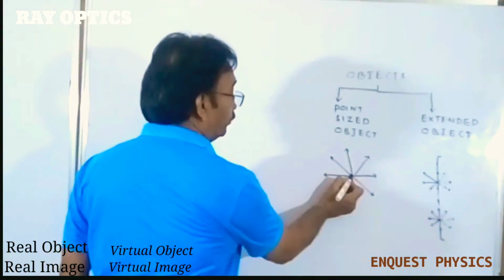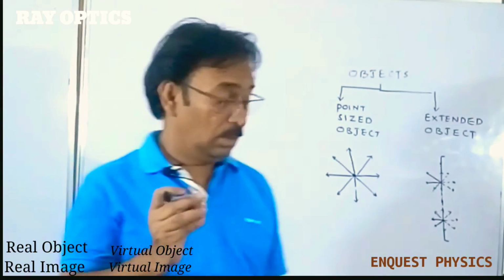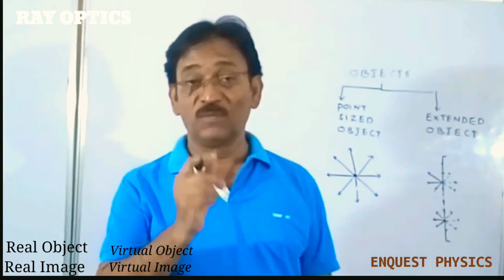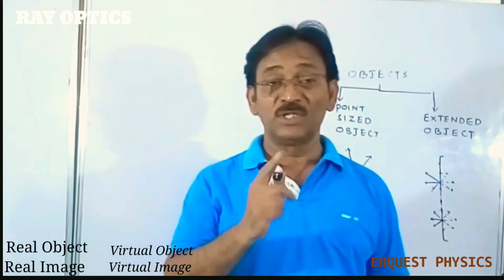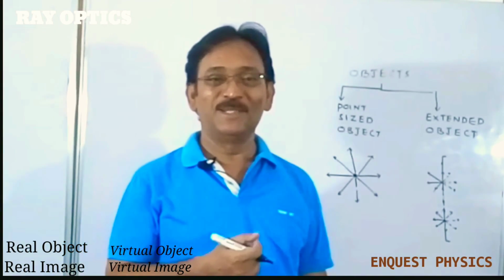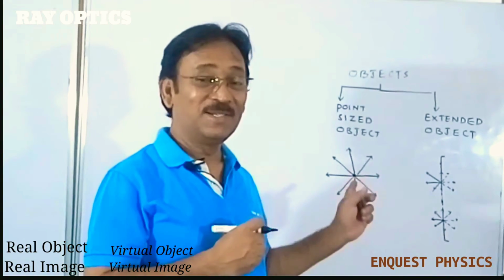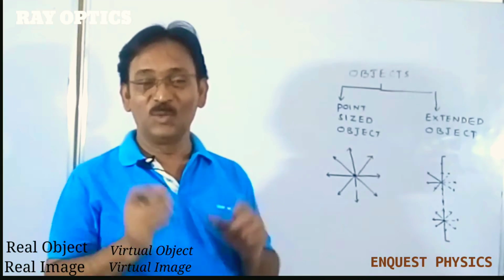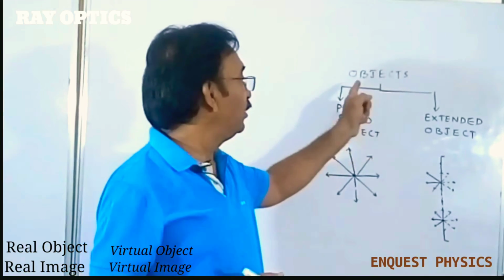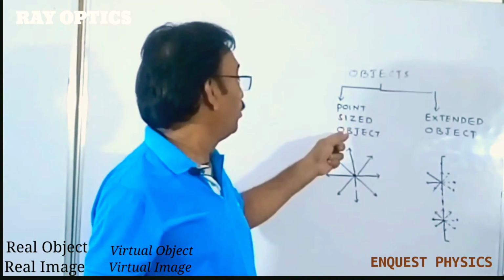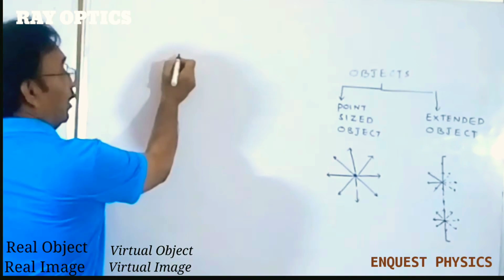Here it's a point. Generally, when we are going to draw ray diagrams, most of the time we take point-sized objects only. To understand what an image is, previously I said, to form an image of an object, we must know what the objects are as well as the images. I think you understood what the objects are: there is the point-sized and extended object.